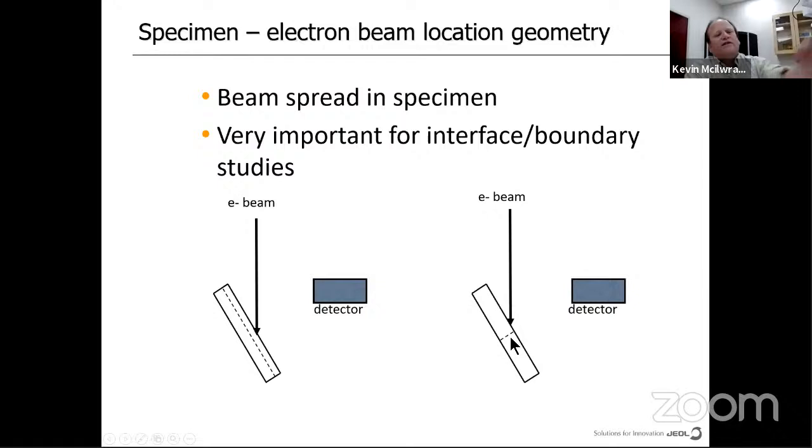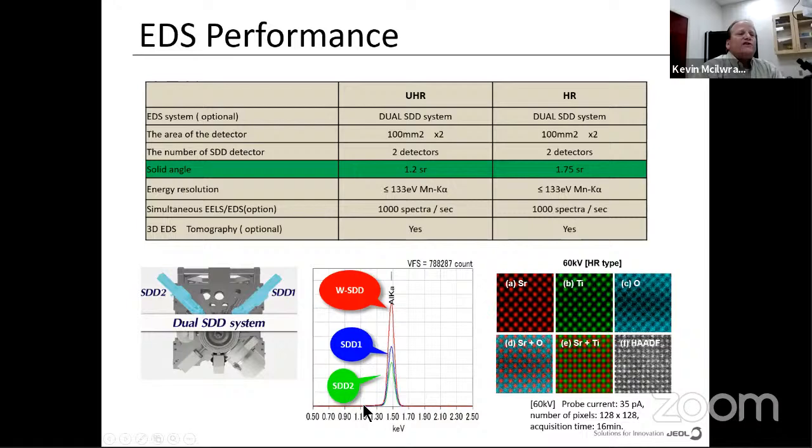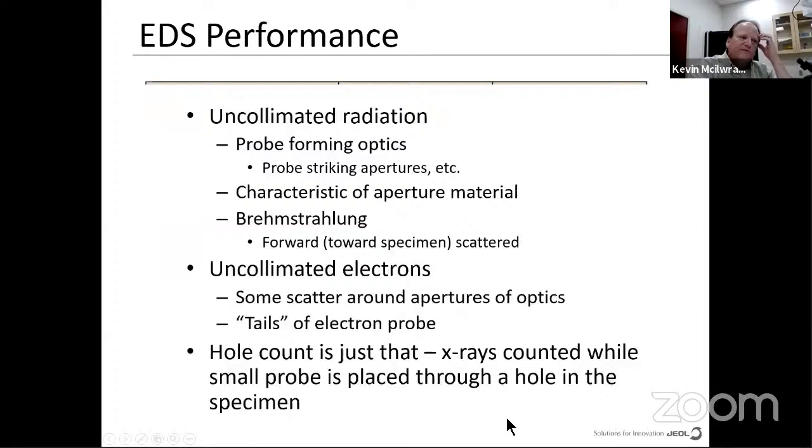For EDS performance, we can add one detector. Typically 1.2 steradians, it's pretty darn high considering that's an order of magnitude higher than 20 years ago, which was 0.12 steradians. And now we're hitting over 1.75 to 2 steradians for two detectors on the column. So we can do things much, much faster.